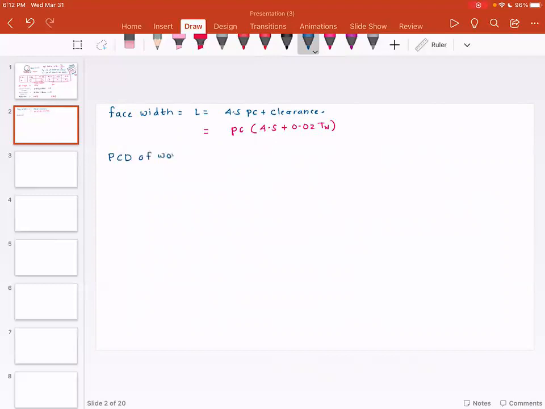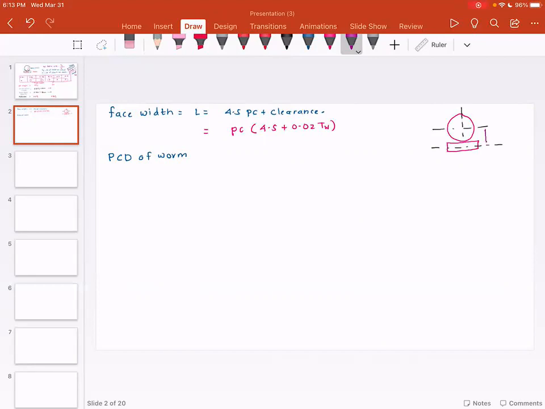When the center distance is specified, why is this important? So many a times, if you have to design worm and worm wheel, the important design requirement is the distance between these two center lines. So this distance is an important design parameter.